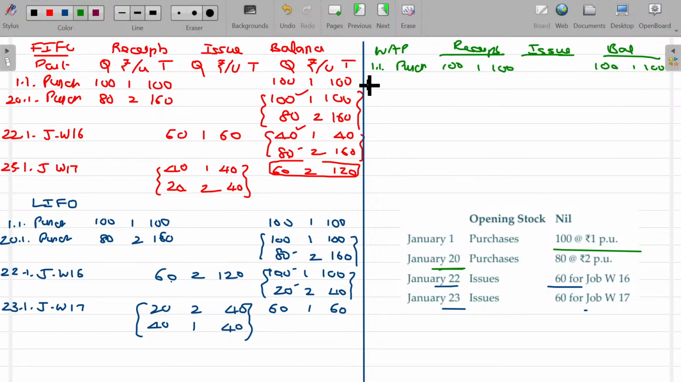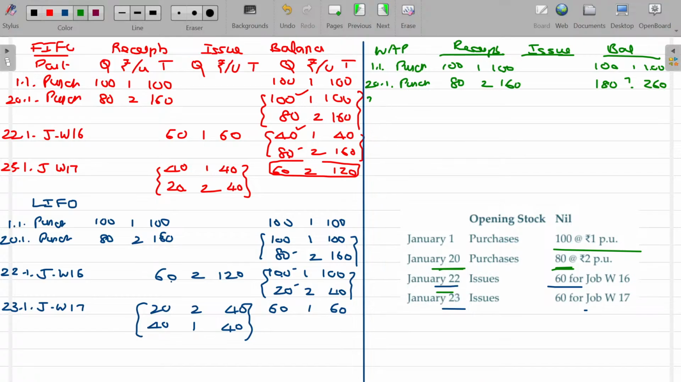Again on 20th, we have one more purchase being 80 units at rupee 2, 160. What about the balance? Under the weighted average pricing method, quantity is added with the quantity, value is added with the value. So 100 plus 80, 180. 100 plus 160, 260. Then what about the price? It gets totally changed. 260 by 180 will be the price. You never bother about the price calculations for every period.